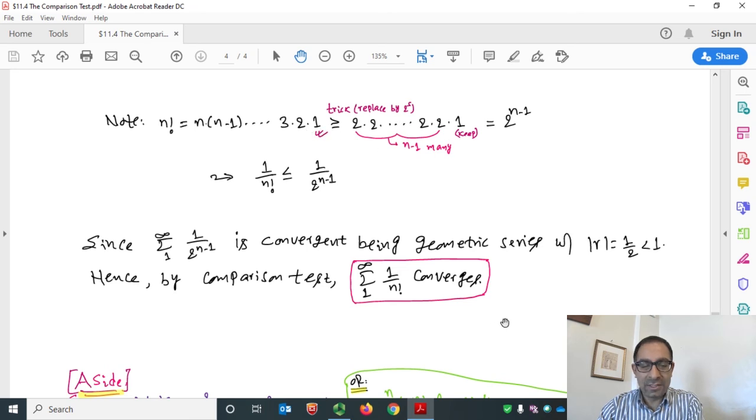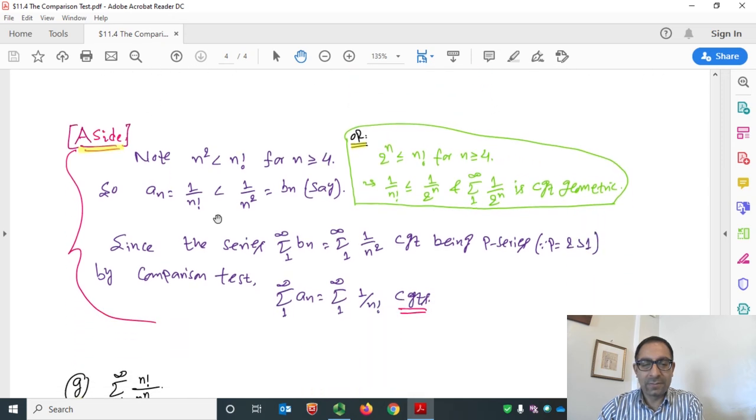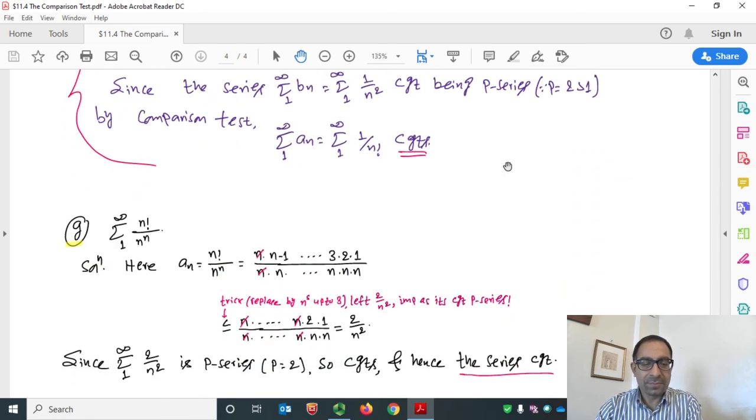So here I worked it out in detail, but as an aside, we know this one also. We know n square is less than n factorial for n greater than or equal to 4. So that means we can bound 1 over n factorial from above by 1 over n square, and we know 1 over n square being a p series converges, so the smaller converges. And same as here also. Okay, so let's move on.